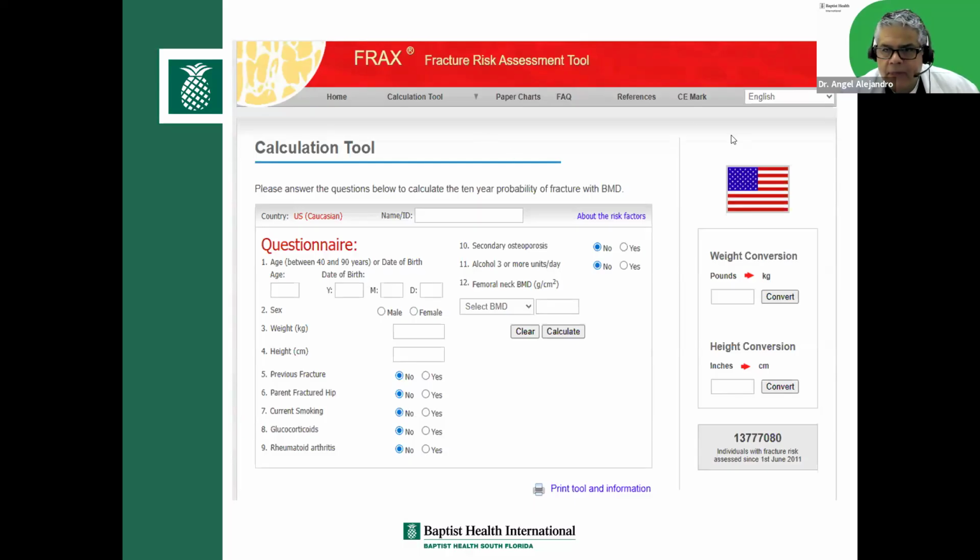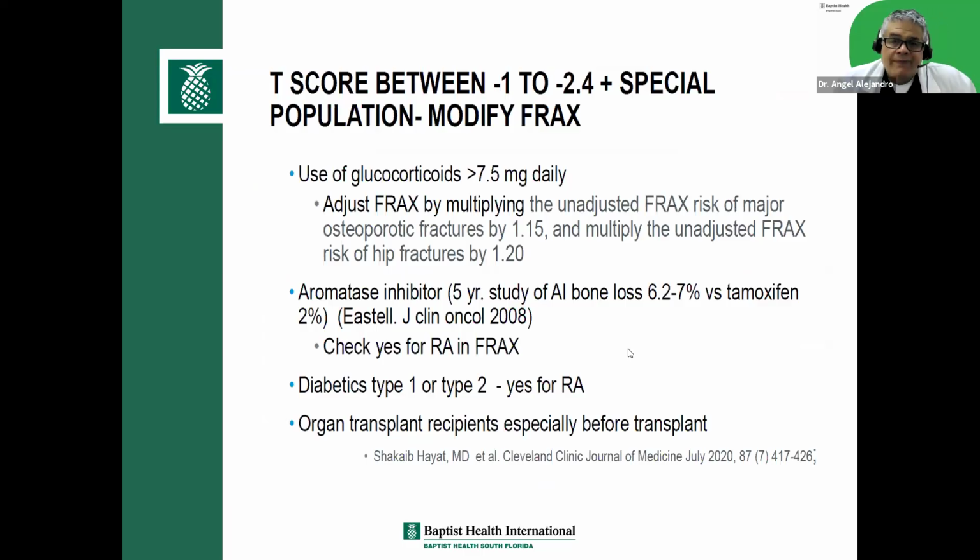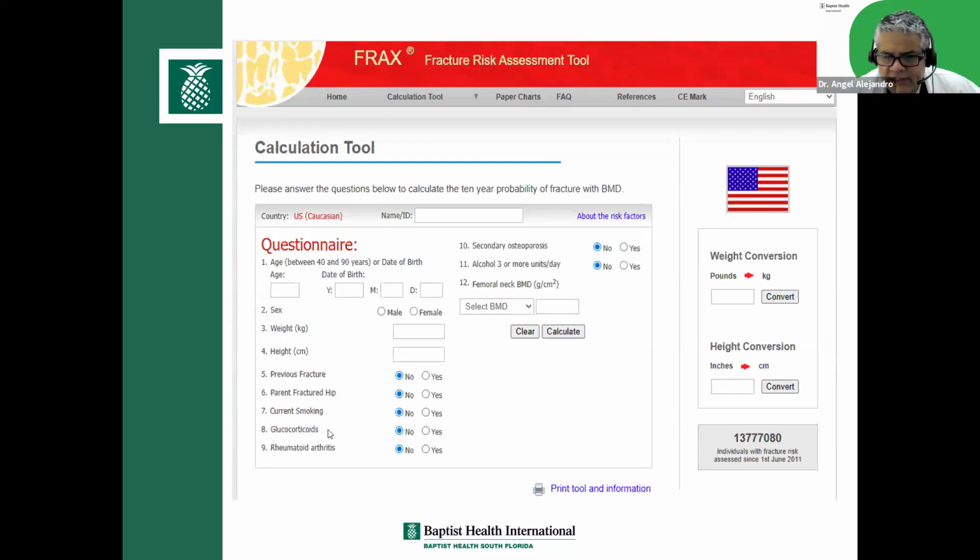On the top right is where you would change the country, in this case, the United States. So that's why the US flag is there. So the FRAX score is great, but it does underestimate risk in some patients. If you go back, it says glucocorticoids here, but that's for patients taking 5 milligrams of prednisone. What if your patient's taking 7.5 or 10 or even 20? It does not calculate the risk well.